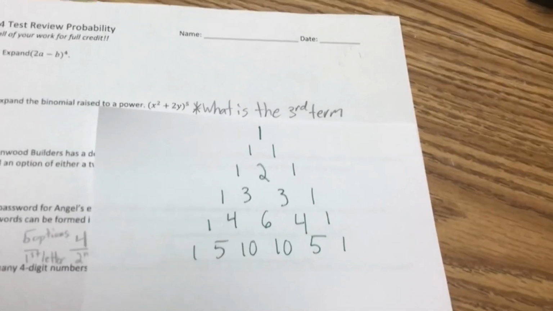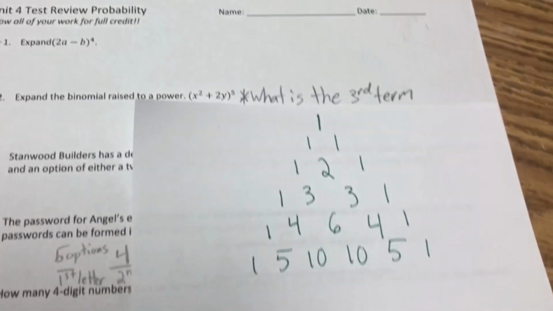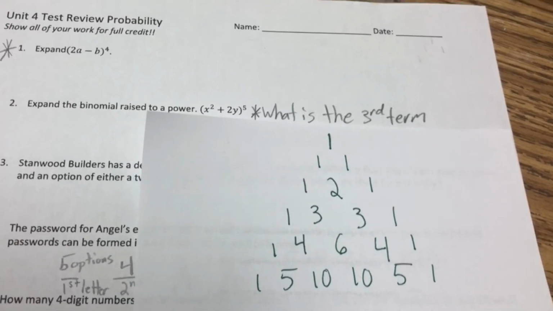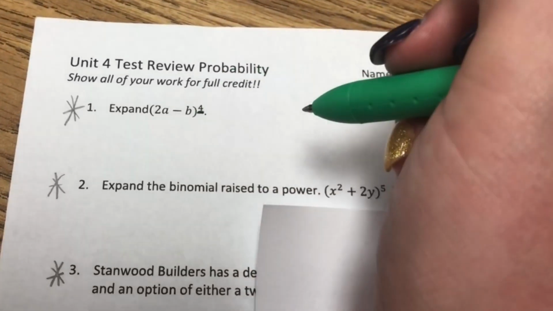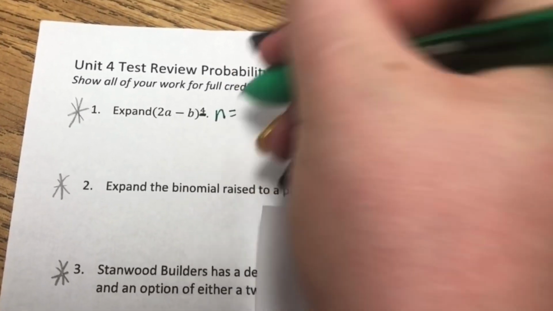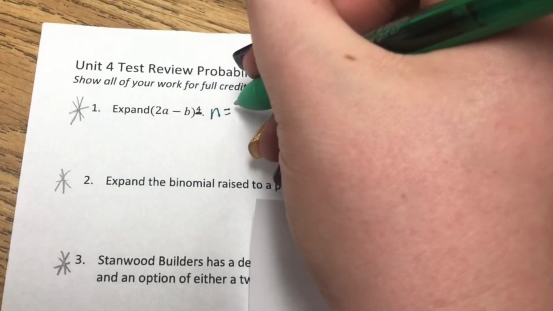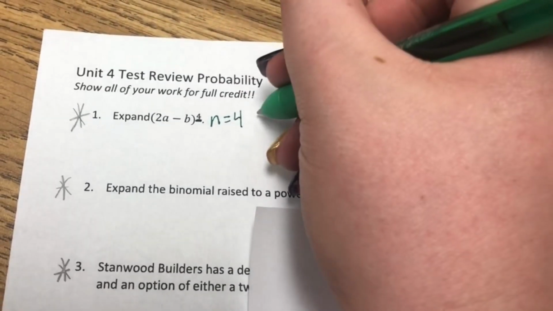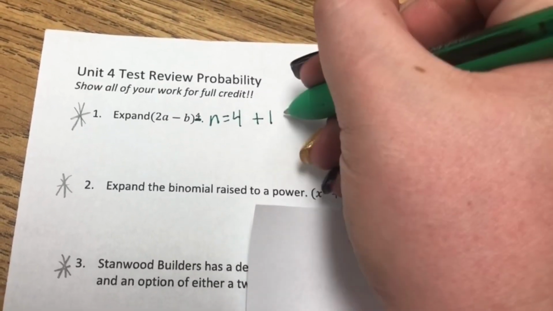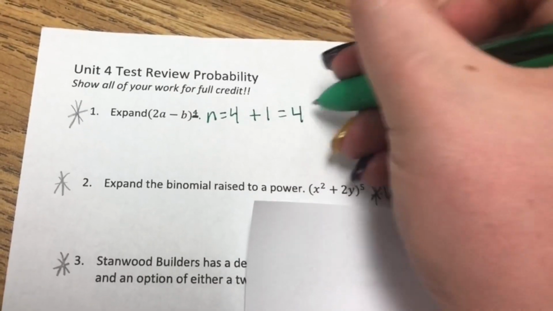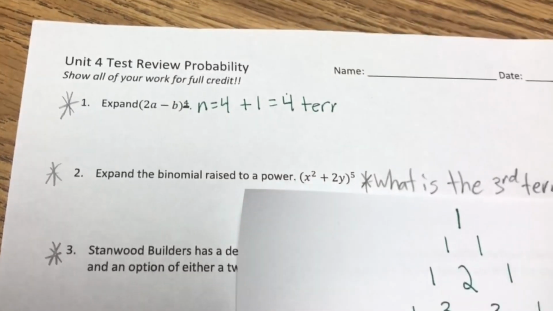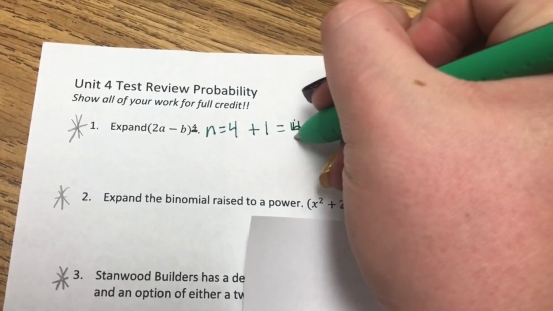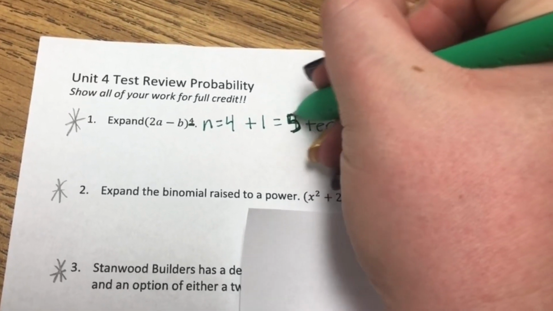How this is useful is that when you get to number 1, you're going to identify what your power is for number 1. Your power is going to be that outside number. So n, or the power of your binomial, is 4. You add 1 to this to determine how many terms you will have, which will actually be 5.